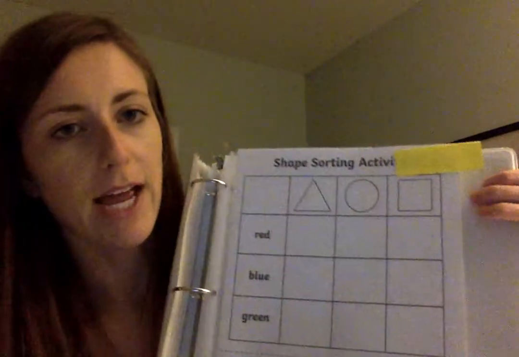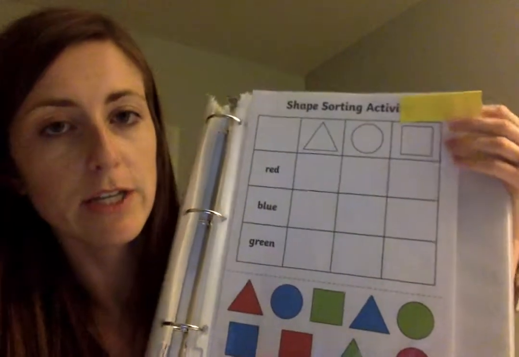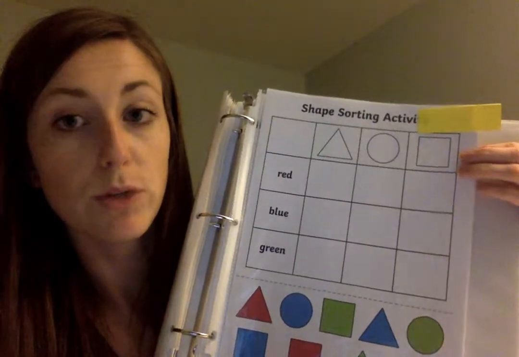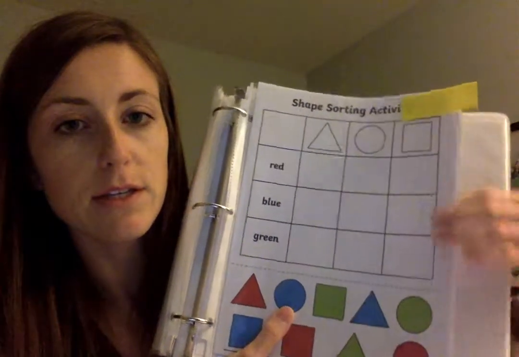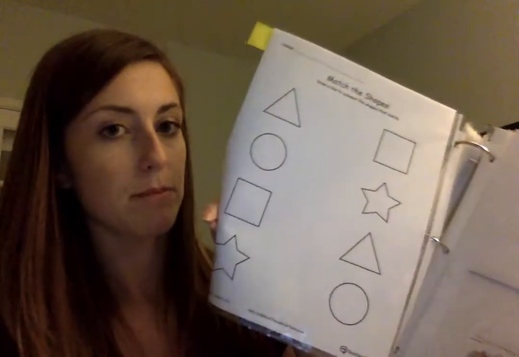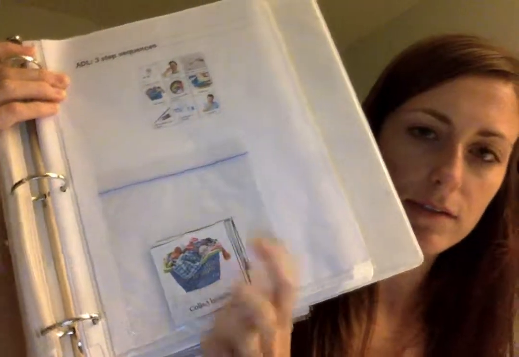This activity I flagged for a more severe patient. It's a shape sorting activity, so sorting these into the right column. I also have match the shapes. And then my last activity, which could also be flagged for a more severe patient, is an ADL 3 sequence. It's kind of hard to see, but I do have them in this Ziploc bag. And it's basically 3 pictures, and they have to put them in the right order.